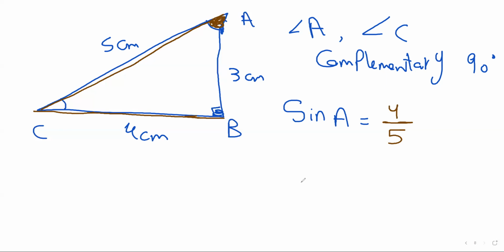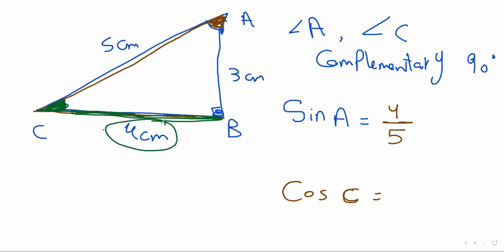I want to get cosine C. What is the cosine C? Cosine is the adjacent. This side is the adjacent to C. Cosine is equal to adjacent over hypotenuse. I'm talking about angle C. So cosine C equals what? 4/5.